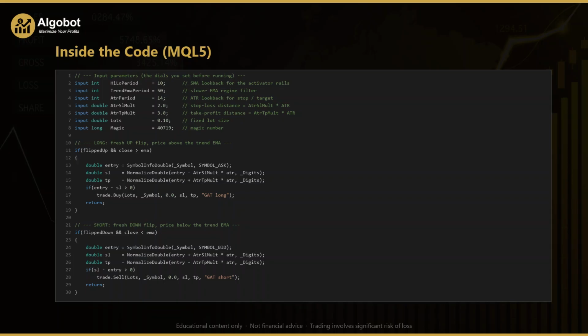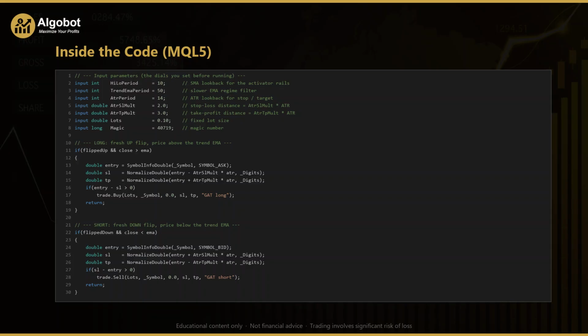The condition reads, if flipped up and close is greater than EMA. In plain English, if the activator has just flipped to up and the closing price is above the trend average, the EA prepares a buy. It reads the ask price as the entry, sets the stop loss 2 ATRs below entry, and the take profit 3 ATRs above. As long as the entry sits above the stop, it calls trade.buy with the lot size, the stop, and the target attached.